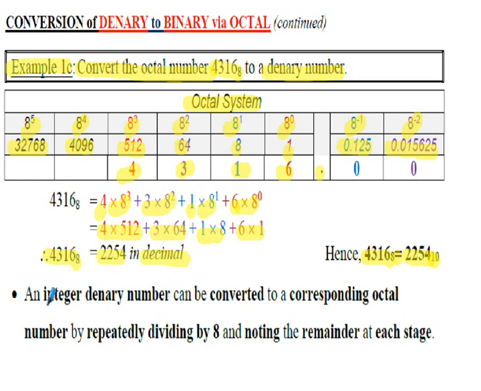Now to go the other way and take an integer denary number, we can convert this into the corresponding octal number by repeatedly dividing by 8 and noting the remainder at each stage. This process will be shown on the following slide.